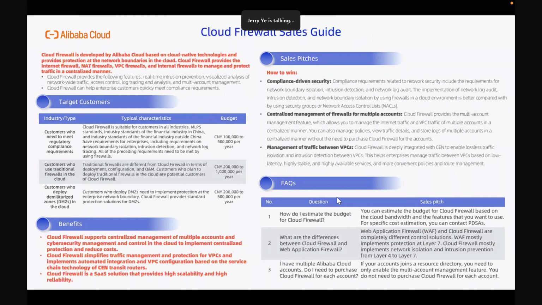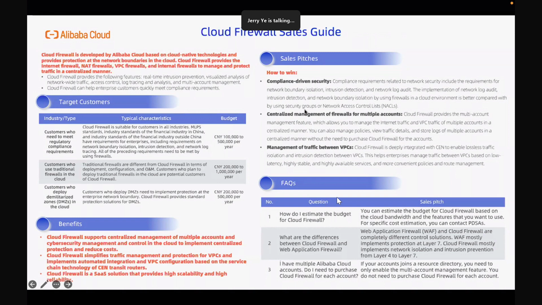So the VPC firewall will be deployed between VPCs and monitor the traffic from the west to the east. But the enablement of the VPC firewall will rely on the CEN, the Cloud Enterprise Network. So if the customer is using Cloud Enterprise Network to connect all the VPCs, they can enable the VPC firewalls. Okay, so the third scenario is the customers would like to manage and monitor the traffic from the VPC to the NAT gateways. Then they can enable the NAT firewalls.